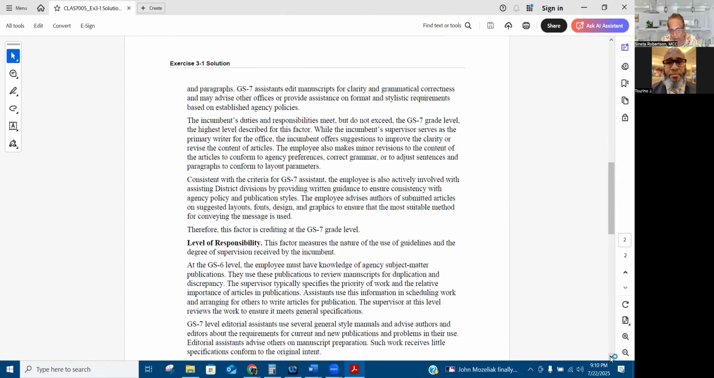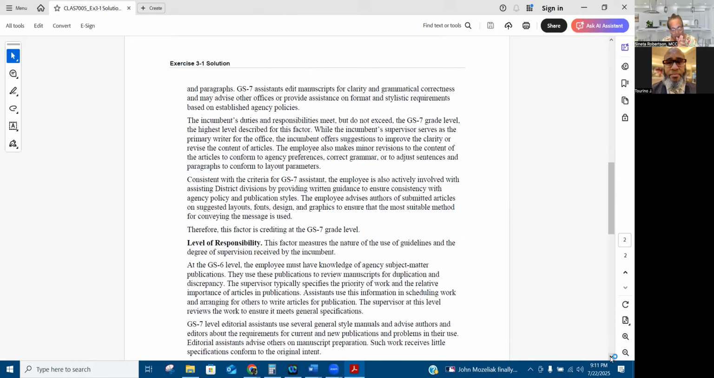And then you end it with, therefore, this factor is credited at the grade 7 level. Once you read that, you'll understand how it applies to the job that you're evaluating. Okay, so the first paragraph should mention the level that it does not meet. Well, no, the second one should. The first one should talk about the one that it does meet, right? No, in this instance, it talks about the one it doesn't meet.